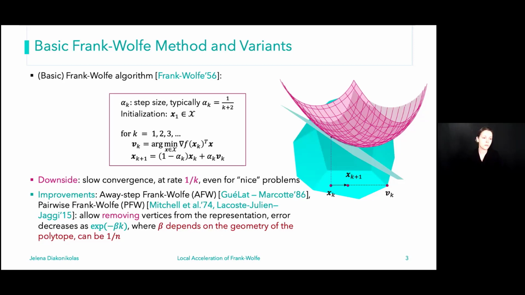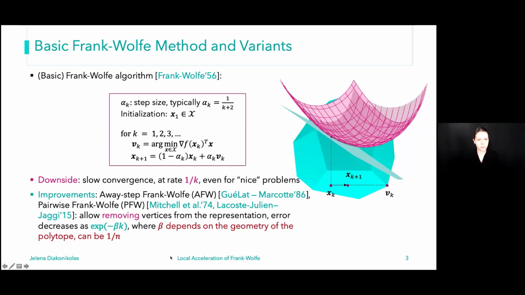Now, some popular methods, and there are many, I'm just mentioning 2, are away-step Frank-Wolfe and pairwise Frank-Wolfe, which use this idea. They can get what is known as linear convergence, meaning that the error contracts exponentially fast, but this constant that you have in the convergence depends on the geometry of the polytope, and it cannot be better than 1 over n, where n is the dimension.